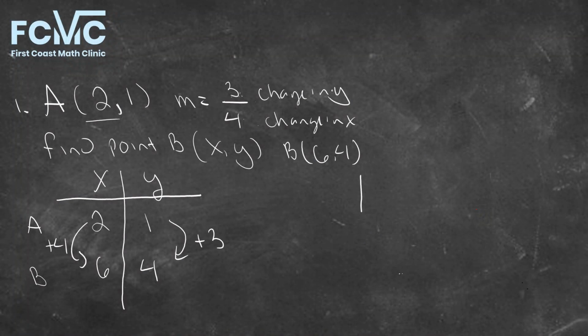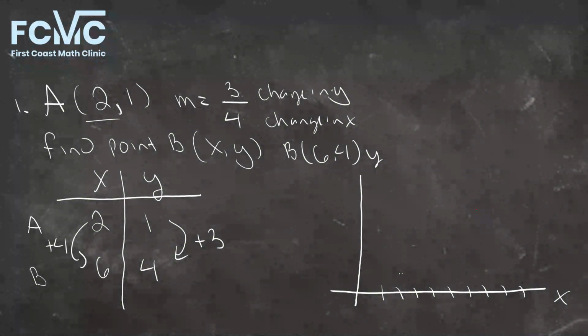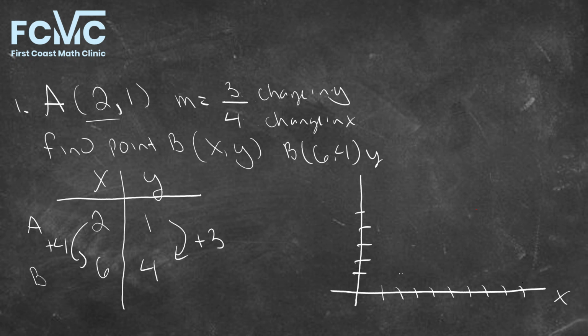Let's do this on a graph. So we're going to be in quadrant 1. I'm just going to plot out my increments here, with my x-axis and then my y-axis. So our point A is (2, 1). Actually, let me move that down a little bit. So point A is going to be right about here.